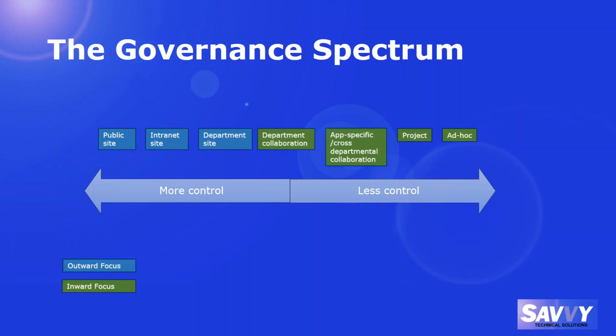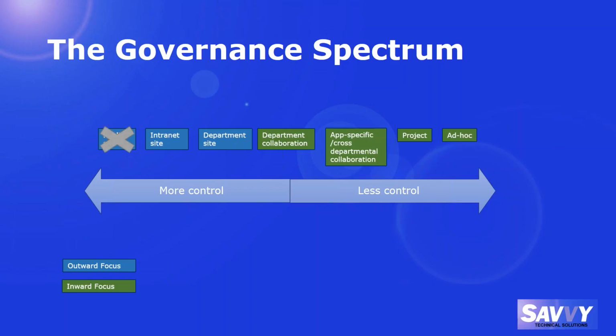So if we look at the spectrum here, public sites, intranet sites, and department sites are scenarios where the information is outward focused. In other words, we're publishing information so that people outside of our department, everybody within the organization or publicly, can see it. We are trying to communicate information that originates somewhere but is being published outwards. Whereas if we look at department collaboration and on, these are more inward focused. So we can have more flexibility, again, because this is used for a smaller group of people and the risk of something inappropriate being released is lessened as we move down the spectrum.